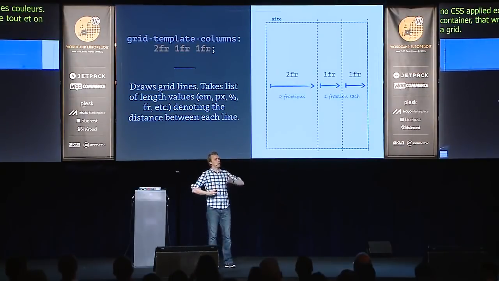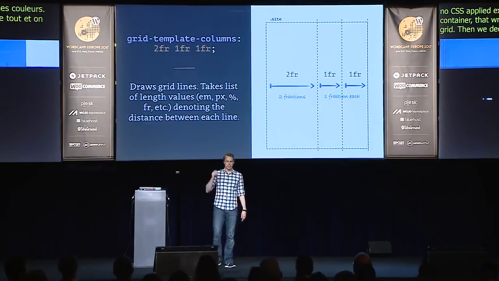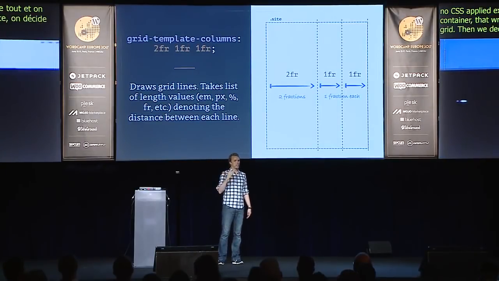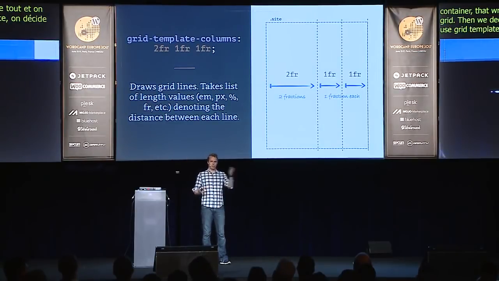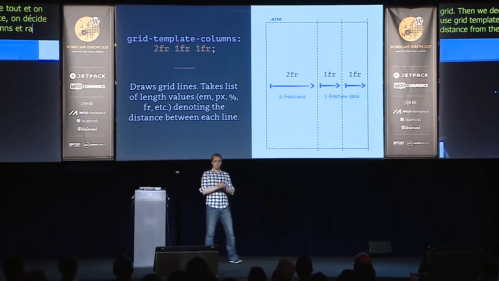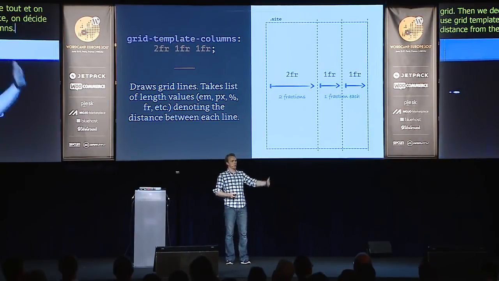Then we decide how many columns and how many rows we want. And we do that using grid template columns and grid template rows. Here we say the distance from the edge of the grid to the first line is the first value. Then the distance to the next one is the next value, and so on. So you're declaring the width between each of the lines, and then another line is drawn. This comes with new features like the FR, or fraction value, that allows you to say, take one fraction of the available space, and then put a line there. So you can make truly dynamic layouts.